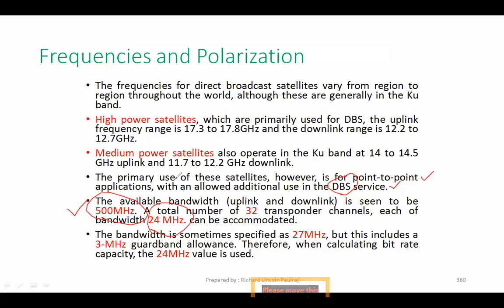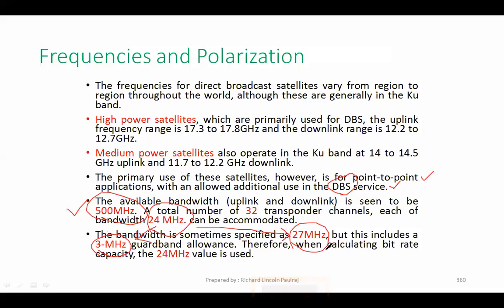So in that case, we will try to separate them in the form of odd and even, just like how we did before, so that we can utilize the bandwidth in a much better way. Along with this, we need to even add the guard band as well. The bandwidth is sometimes specified as 27 megahertz, but this includes 3 megahertz. Here we are not using 4, but we are using a 3 megahertz guard band allowance. So that is 24 plus 3. Okay, so that gives rise to 27 megahertz.